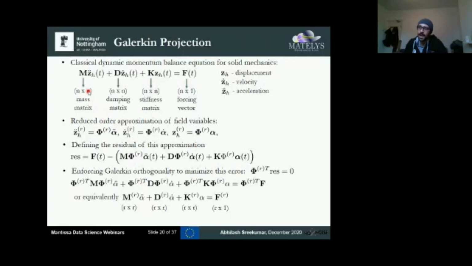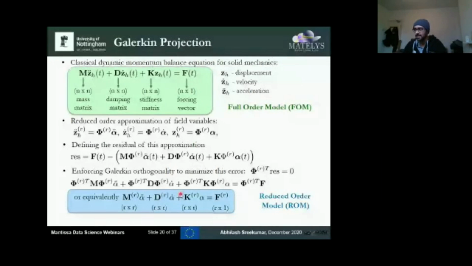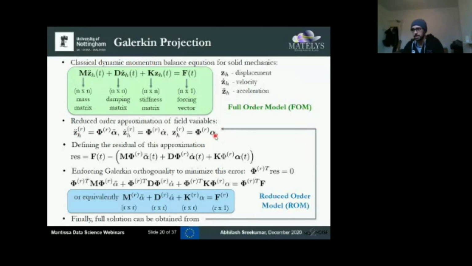Here it is an n by n system, which is 10,000 by 10,000, ridiculously large. And now we end up with this cute little equation, which is a 10 by 10 system. Very small and very easily solvable, right? Like I said, this is the full order model and this is the reduced order model. Once you solve this reduced order model at a reduced computational cost, you can recover the high fidelity solutions by basically just using these equations here. Finally, the full solution can be obtained from this, from equation 17, right?